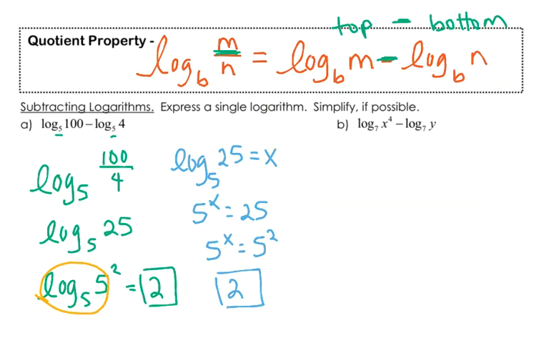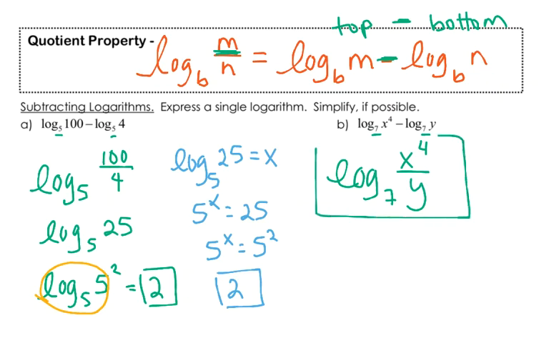Let's try another one. Notice the bases are the same. That's good to go, and we have a subtraction sign. So I'm going to rewrite this as log base 7 of whatever's first, which is x to the 4th power, divided by y. Notice there's really nothing I can do with this, so I am going to stop there.